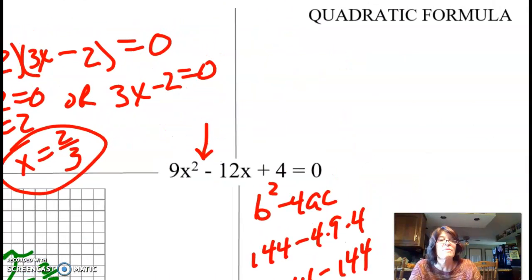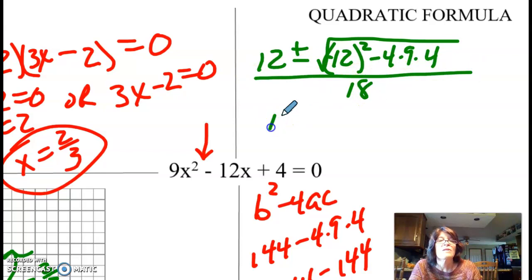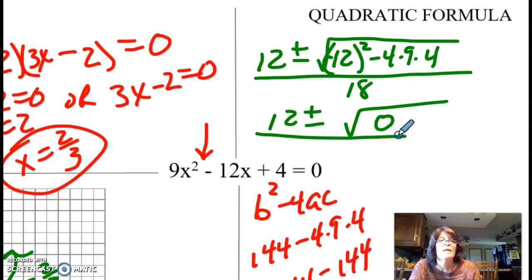By the quadratic formula, we're going to have the opposite of b plus or minus the square root of b squared minus 4 times a times c, all over 2a. So that's 12 plus or minus the square root of 144 minus 144, all over 18. So 12 plus 0 is 12. 12 minus 0 is 12.